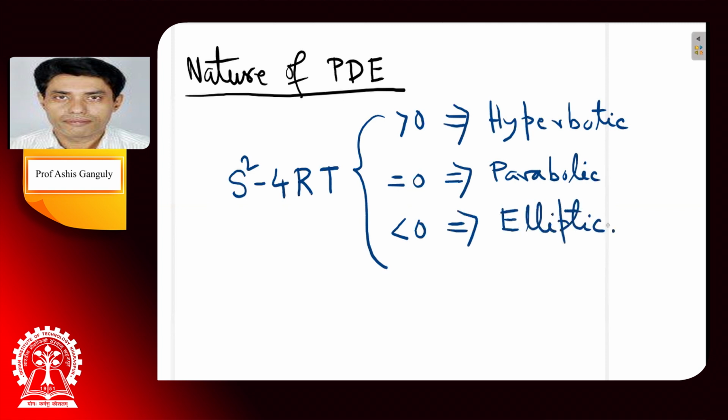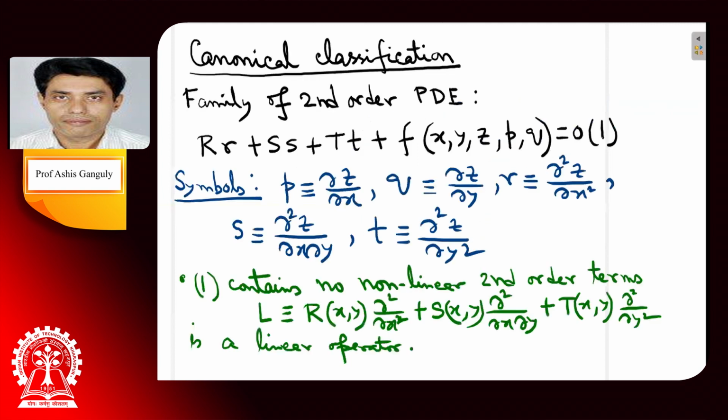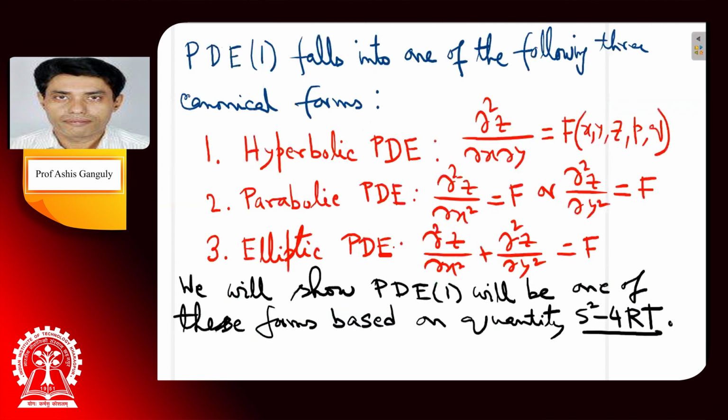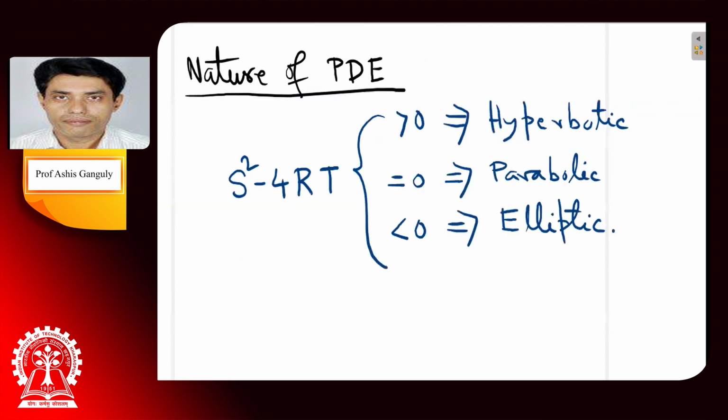So now I will prove it. And in the process of this proof, you will learn how to reduce canonically a general PDE given in this form into one of the three standard forms. That is called canonical reduction. So let me go to the next page.